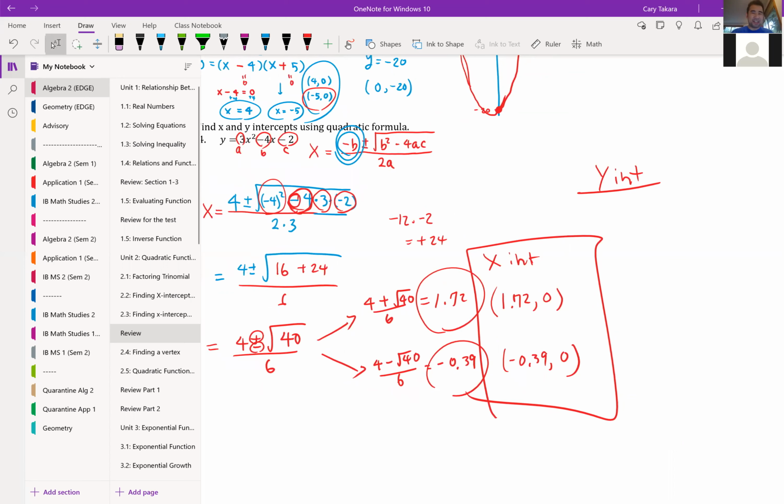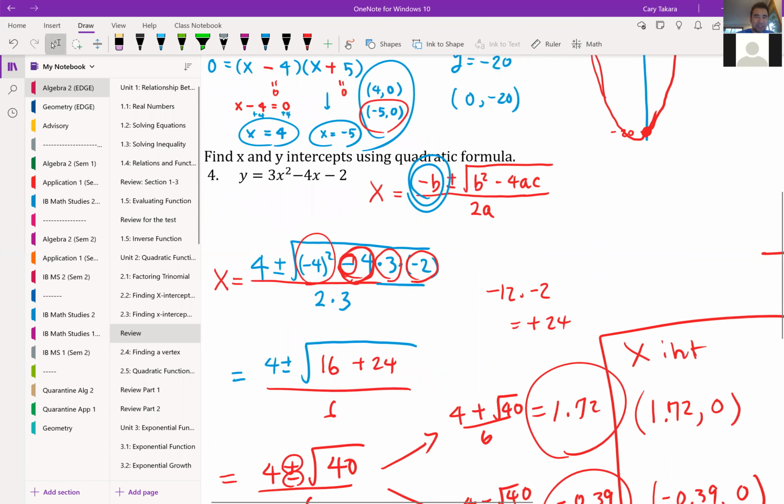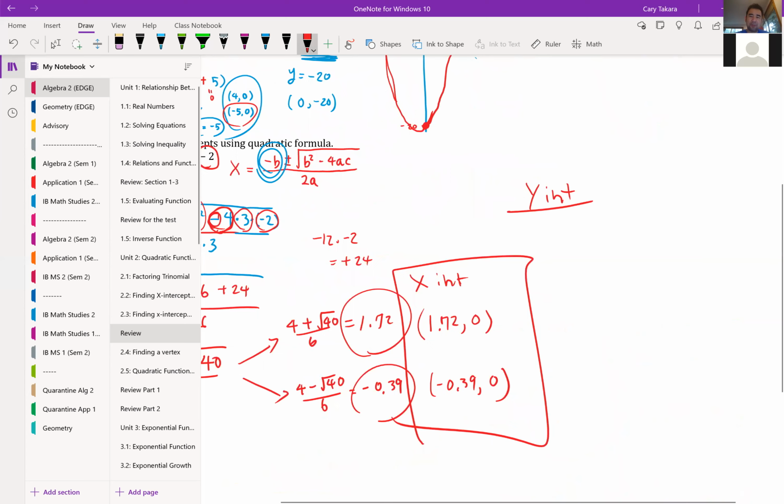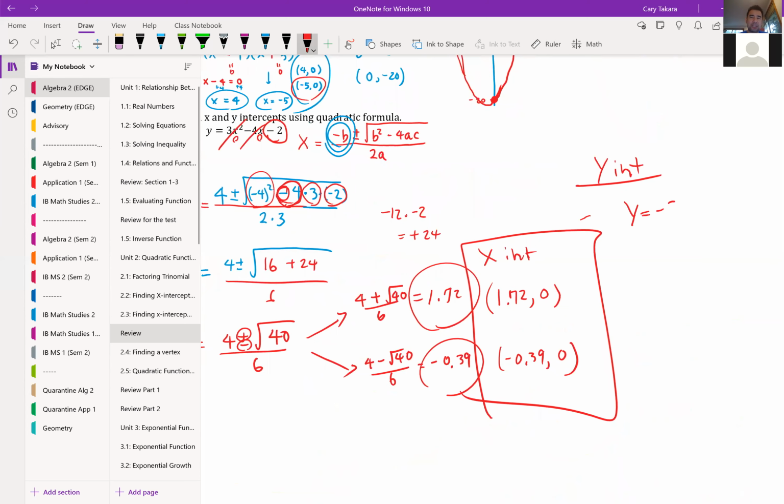And then the y-intercept. Again, you don't have to do anything, right? Well, you have to do something to get the y-intercept, but you plug 0 into x. If you put 0 in x, that becomes 0, that becomes 0. So you're left with negative 2. So y equals negative 2, or 0, negative 2. Okay.